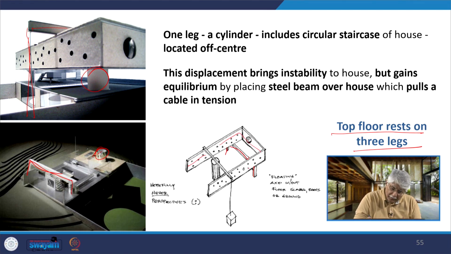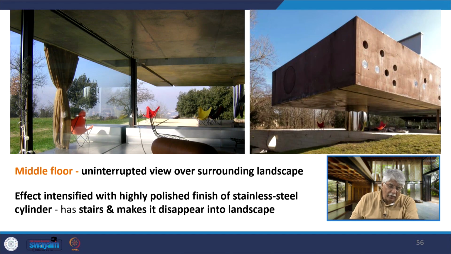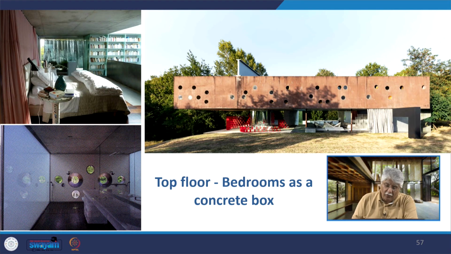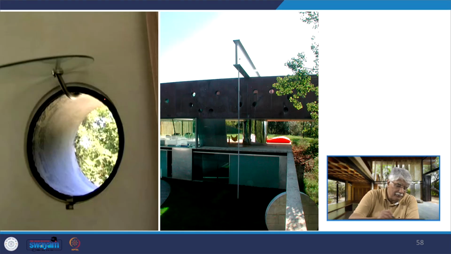This is the top floor with these porthole windows. This is the structural system here. This is the circular steel member, this I-section, and this is weighted down with this cable on this side. The middle floor has an uninterrupted view of the surrounding landscape. You can see how transparent it is and what a tremendous view it gives. The effect is intensified with this very highly polished stainless steel, and it makes the house disappear into the landscape. The top floor, the bedrooms are in this concrete box. So you see this top floor here. This is the porthole picture.